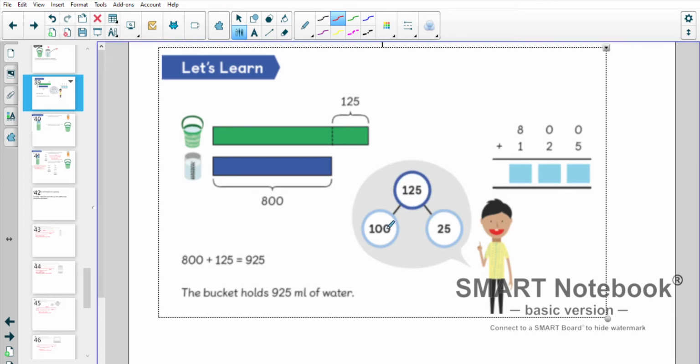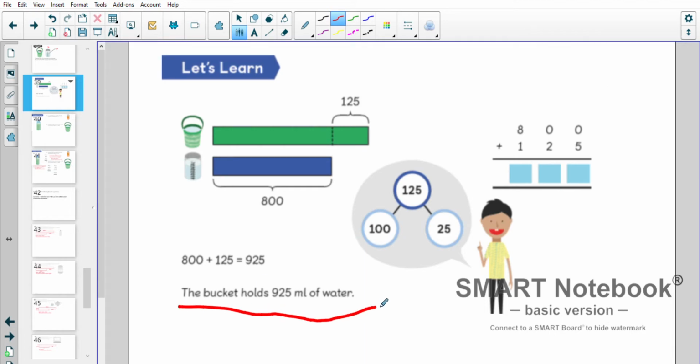You could have thought, well, to add on 125, I'm going to partition it. I'm going to draw a part whole model, and I'm going to do 125. I'm going to do 800 plus 100 first, which is 900, and then add 25 on after, so 925. You might have written a sentence as well to tell me the answer to the question.